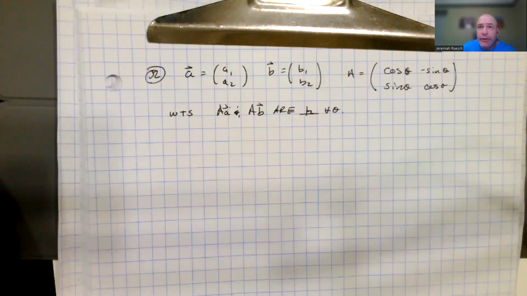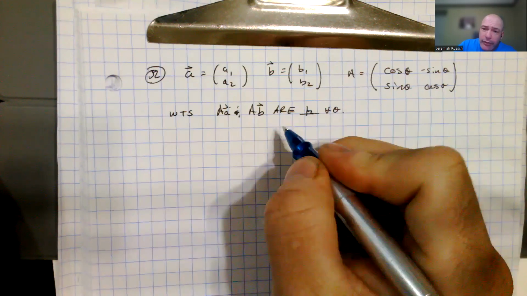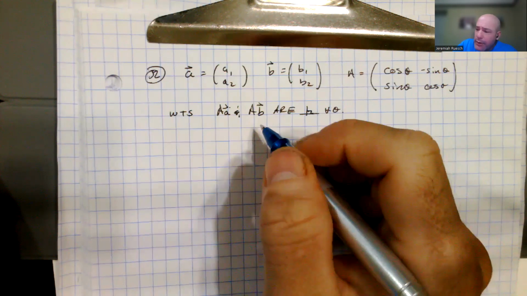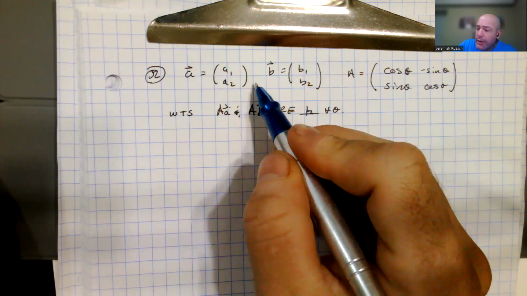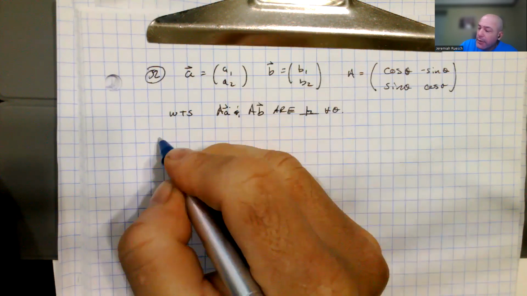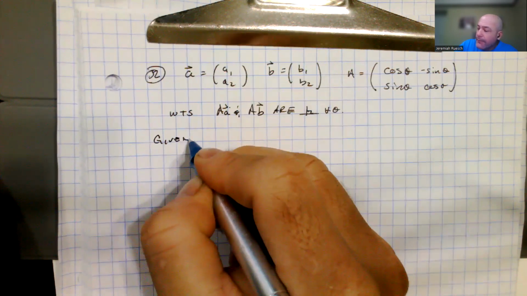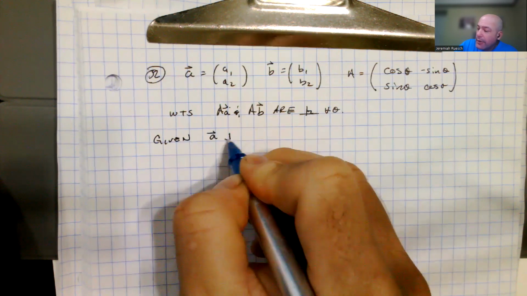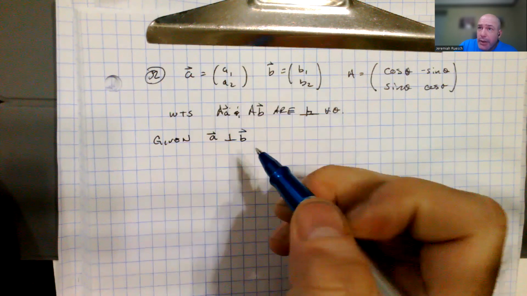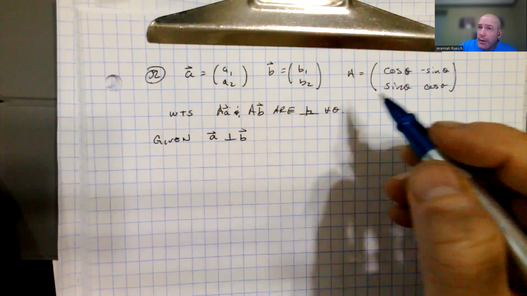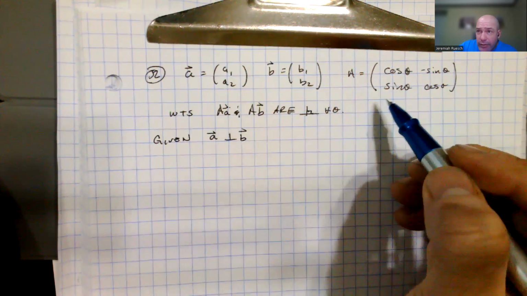So this is problem 32 on the math subset test 1 for constructivism. In this one, the question asks if vectors A and B are perpendicular. So we're given that A is perpendicular to B, and they're of this form, A1, A2 and B1, B2. We identify the vectors of the columns in this usual way.